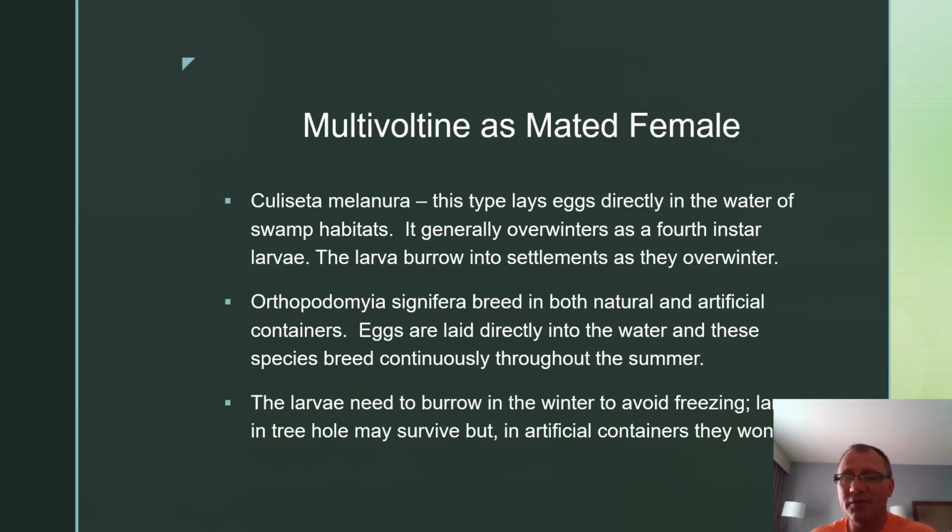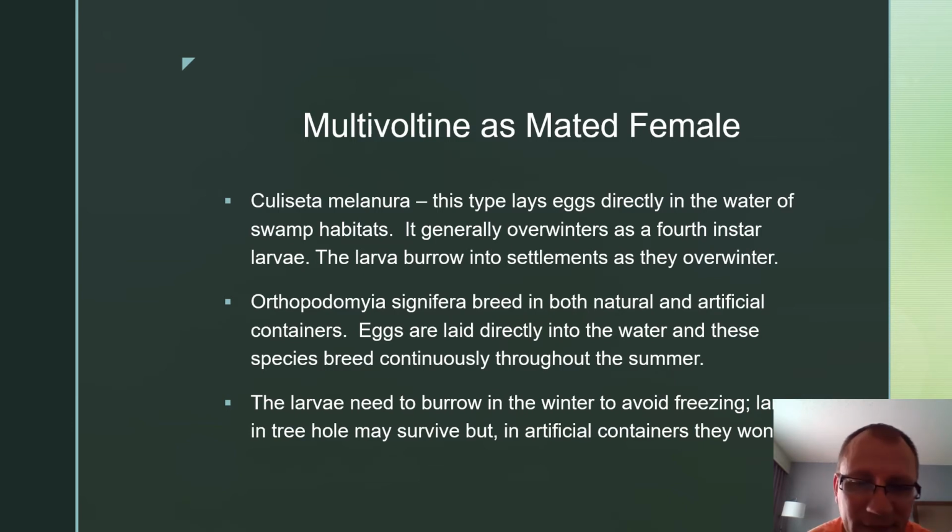Looking at multivoltine mosquitoes that overwinter as a mated female, Culiseta melanura lays eggs directly in the water of swamp habitats. It generally overwinters as a fourth instar larva. The larvae burrow into sediments as they overwinter.